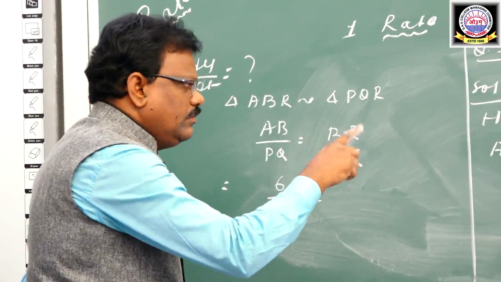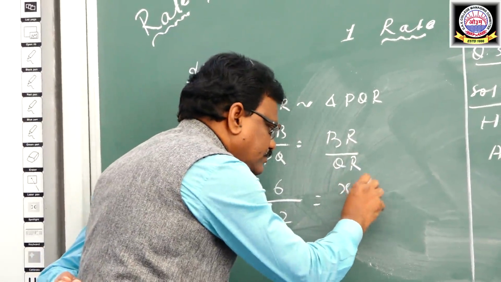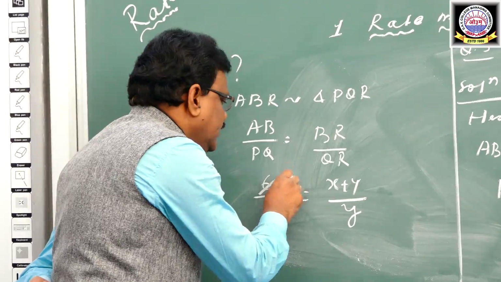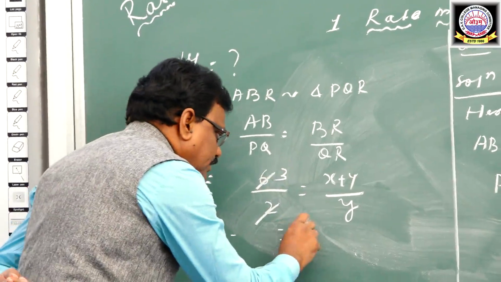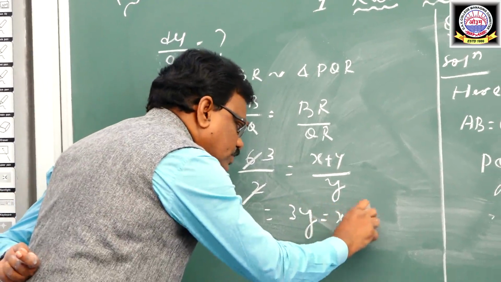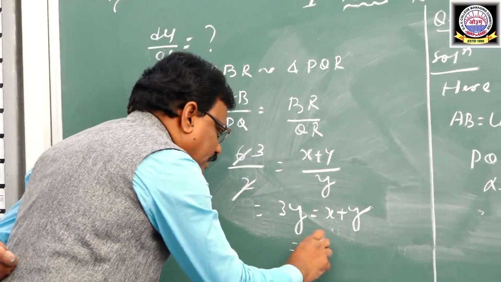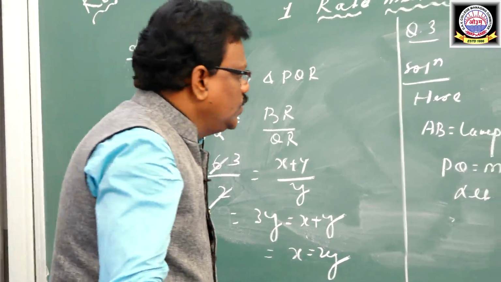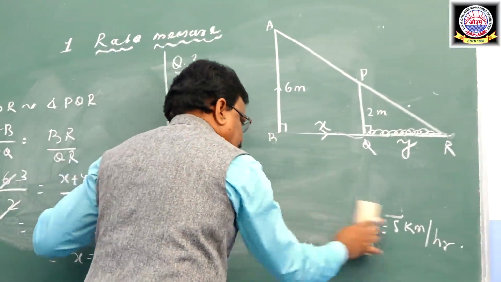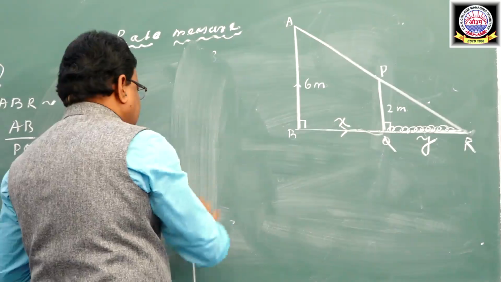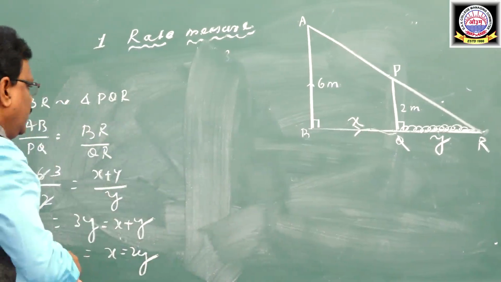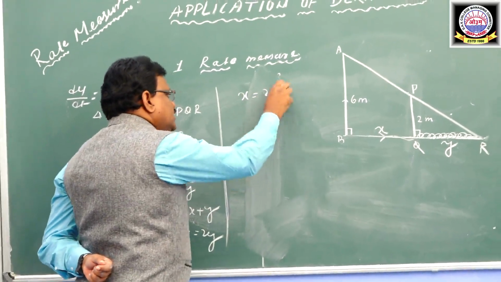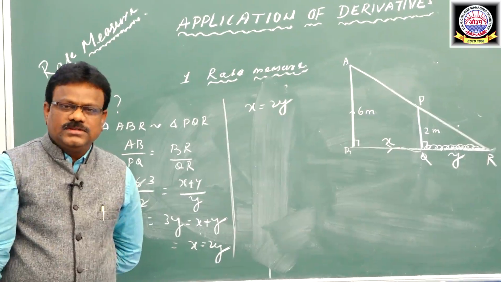BR is BQ plus QR, that is x plus y, and QR is y. Cancelling, it comes to 3. So 3y is equal to x plus y, or x is equal to 2y. We got x equal to 2y by applying the concept of similarity of two triangles. So x equal to 2y is the relation.